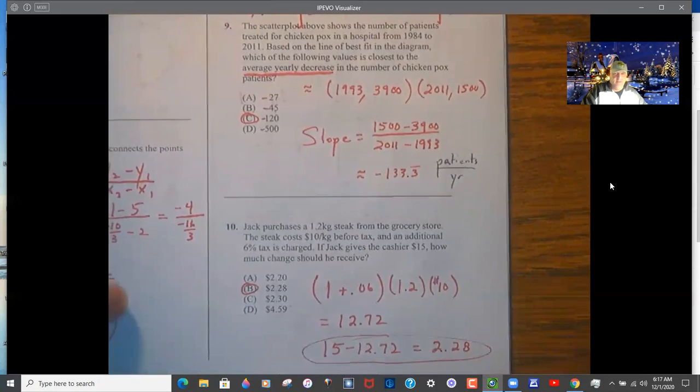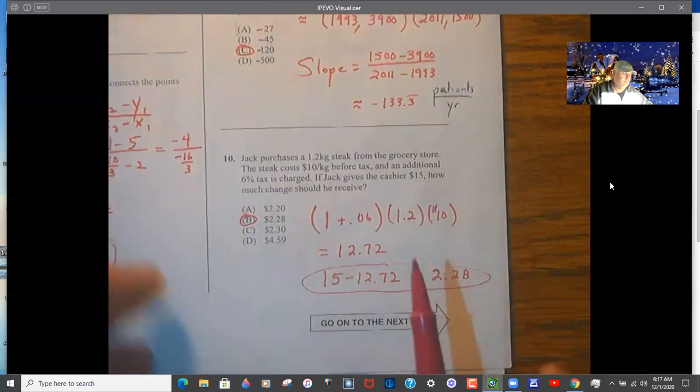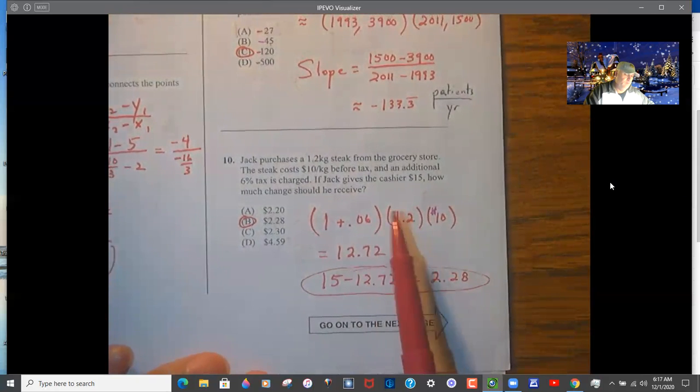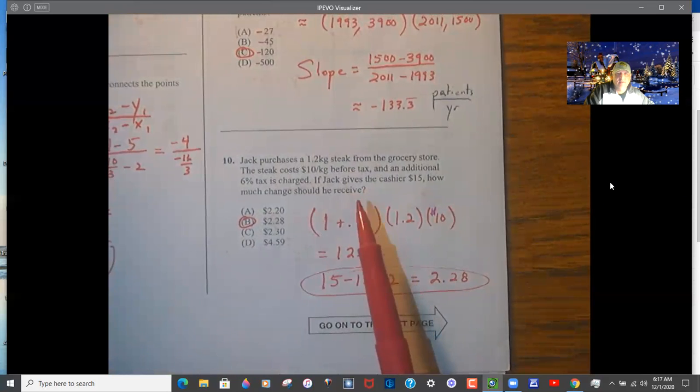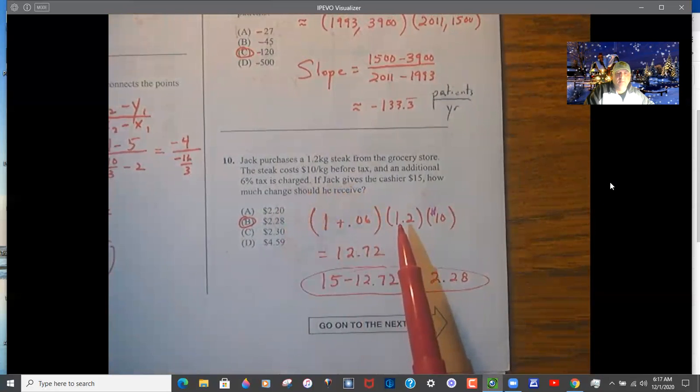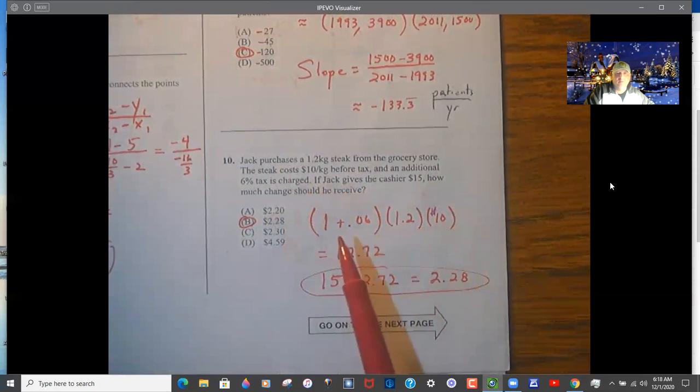Number 10, to end this. Okay, so how much change should he receive? So first of all, we got to do the 6% tax. So that's 1.06. And then he bought 1.2 kilogram and it's $10 per kilogram. So you got to multiply all of those. And so 12.72 is the total price. You need to subtract that from 15 to figure out the change there.